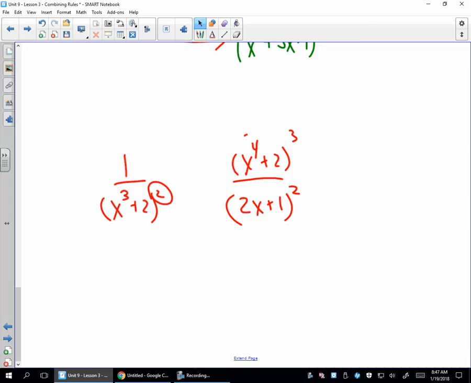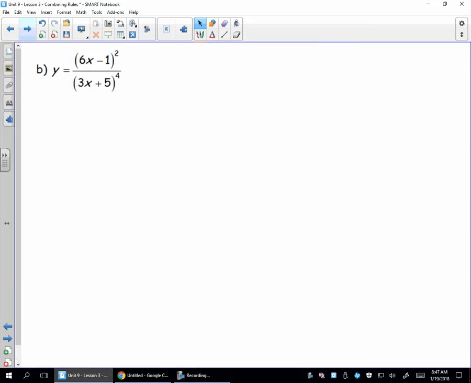Okay, I'll give you one more to try. See what you guys can do with this one. I'll do it both ways. You pick one way. You see if you get the right answer, either the product rule or the quotient rule. So pause it, try it, see what you can do. I'm going to start with the quotient rule.